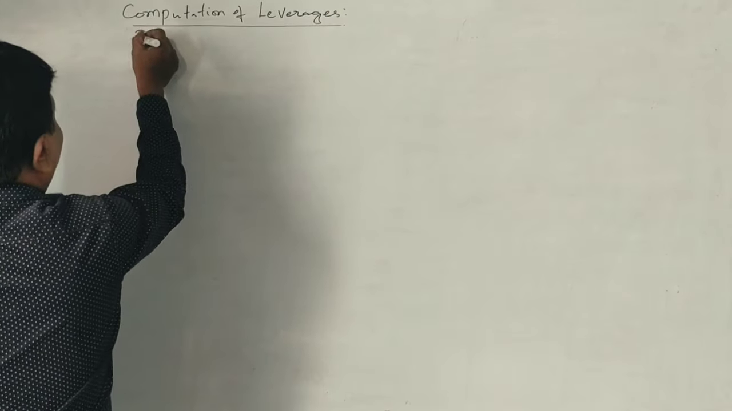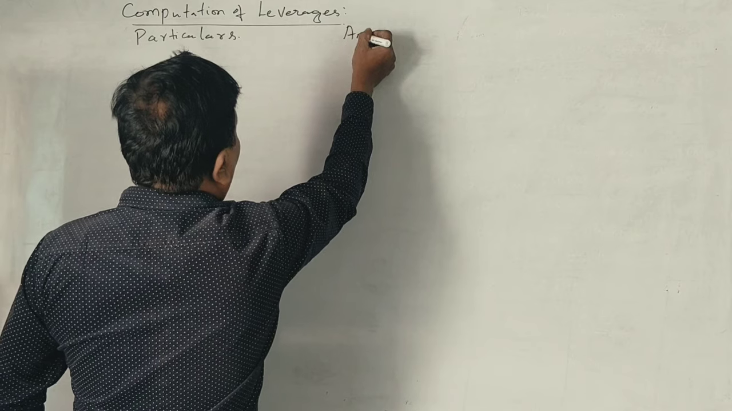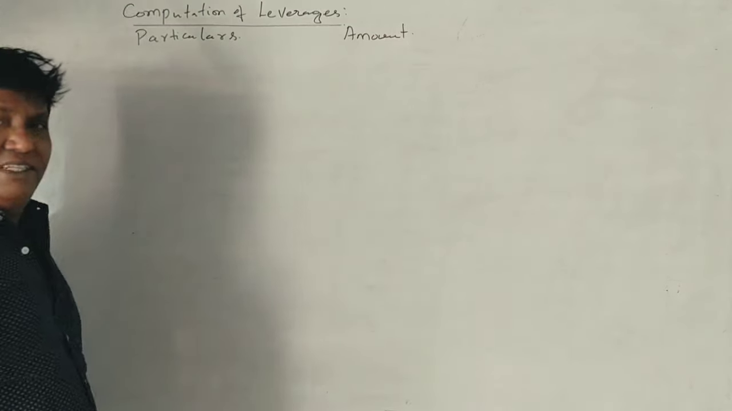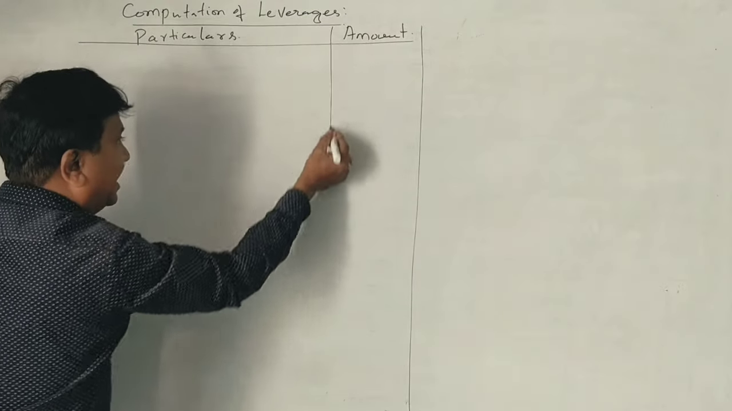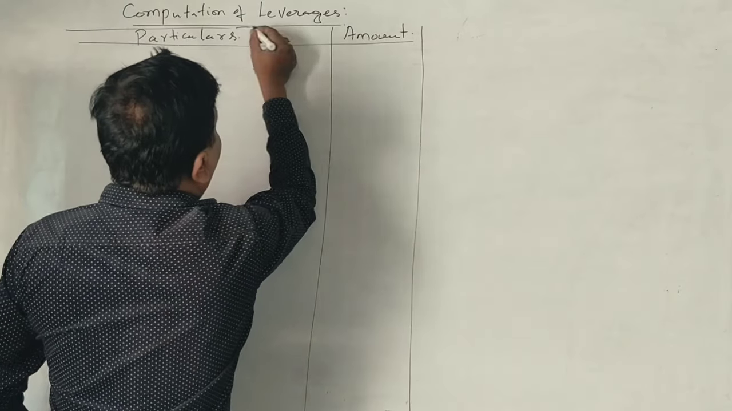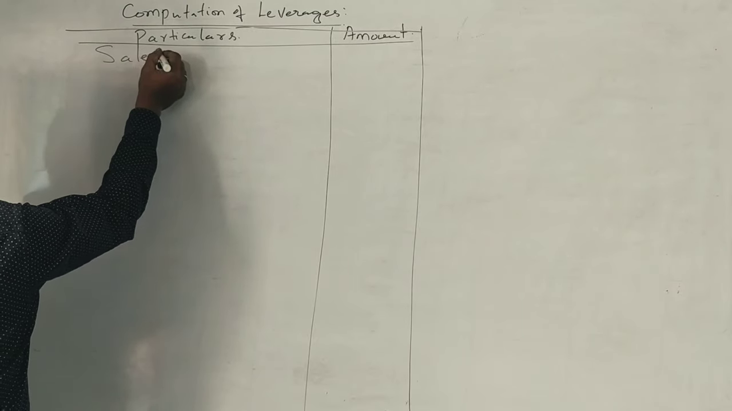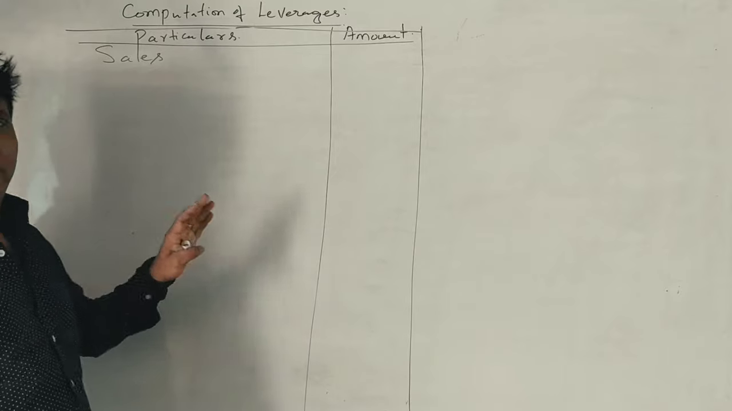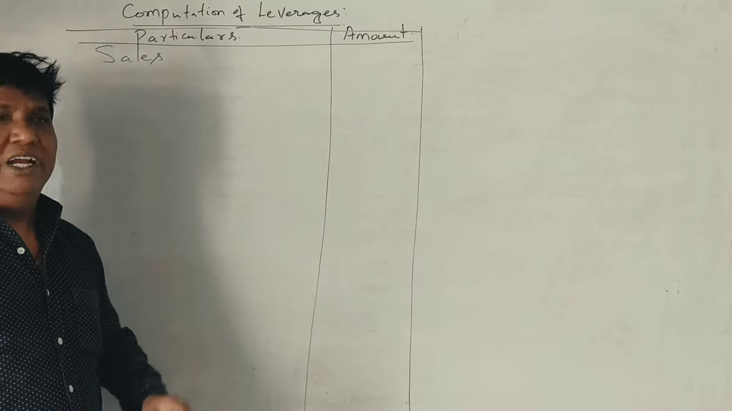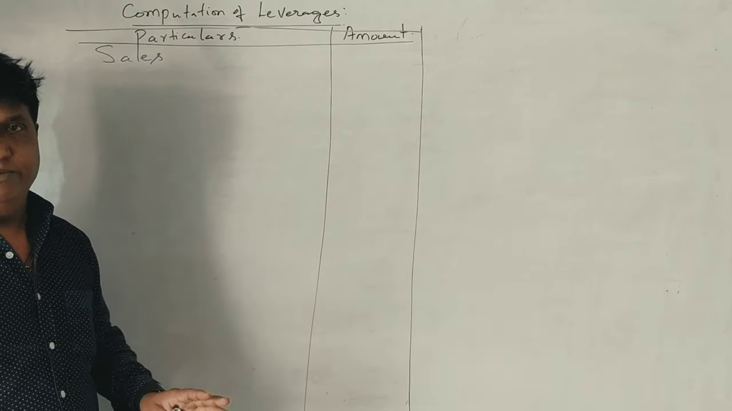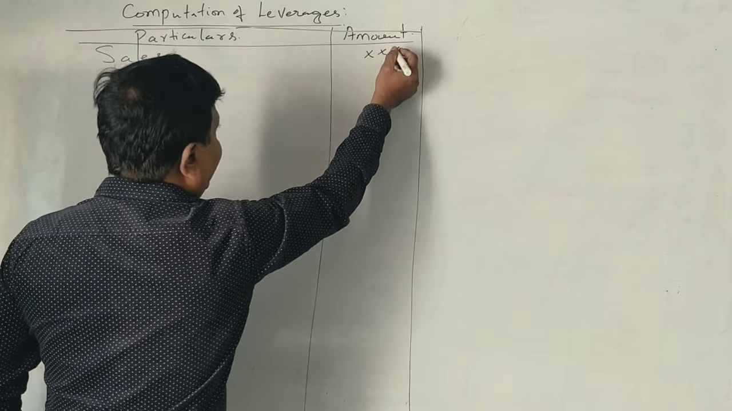First, what we do, we take the particulars and amount. Let's have a proper format so that we can understand in a proper way. First, generally we take sales. Sometimes in a given question, you will be given the number of units sold and selling price per unit. So number of units sold into selling price per unit gives us the sales.